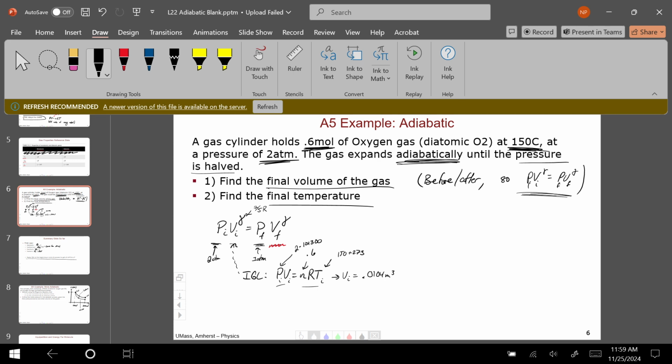Now I'm going to rewrite this equation with the actual numbers in it. I'm actually going to divide both sides by P final. So 2 atmospheres divided by 1 atmosphere will just give me a factor of 2. And again, this is from P initial, and I'm going to move P final over so I don't have to carry around the conversions from atmospheres to pascals. V initial is 0.01, and I'm raising that to the 7/5 R power. And that will equal V final to this number.